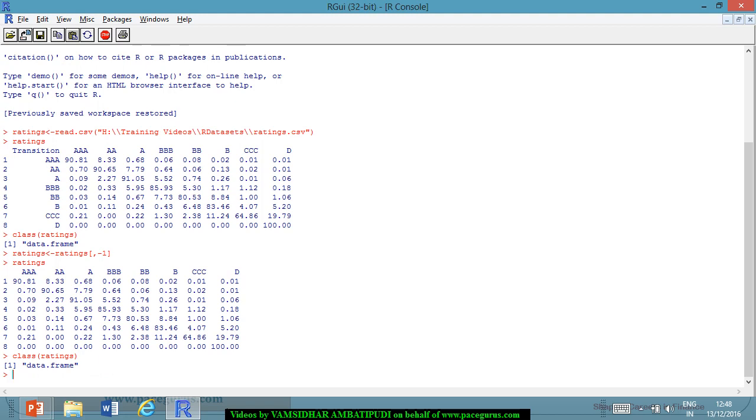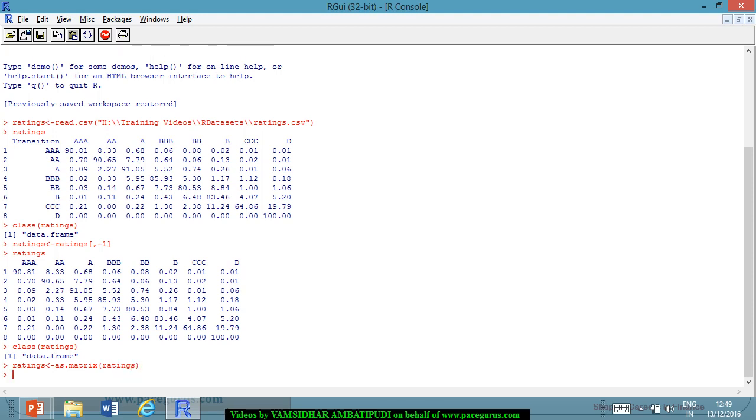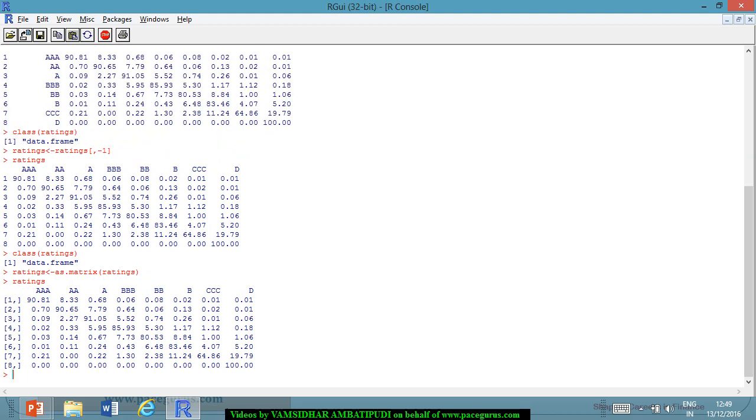So I have to convert it into a matrix. What I'll do is ratings, I'll say as.matrix, I'm converting ratings into a matrix. Now let's see if something has changed. If I'm quickly typing in ratings, okay, so these are the column headings, and these are the row headings. Both I would prefer, even the row headings, to be the same ratings itself, right?